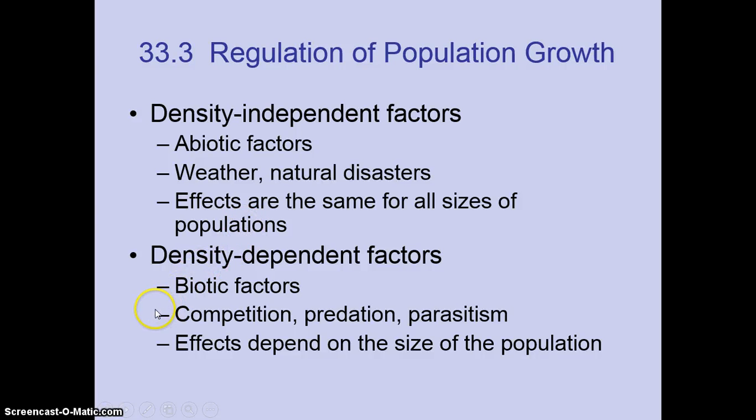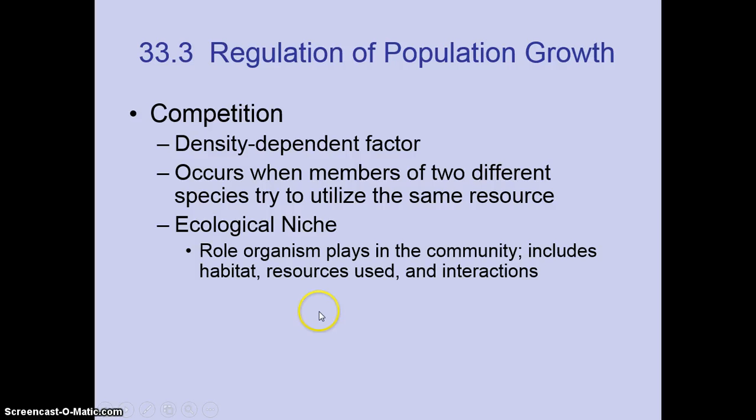We have density dependent factors, which depend on the size of the group. So they are biotic factors, or living factors, such as competition, predation, and parasitism. And this effect depends on the size of the population. Competition is also a density dependent factor. It occurs when members of two different species try to utilize the same resource. An ecological niche is the role an organism plays in the community and includes its habitat, the resources they use, and the interactions within that community.